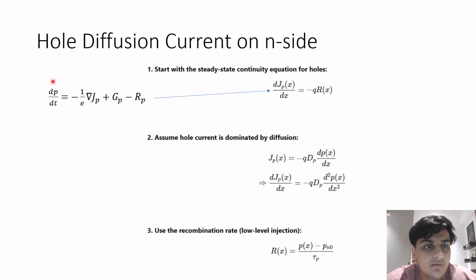Now, of course, your number of holes per unit time is not going to change once you have this quasi-equilibrium in your diode. So this term is zero. You don't have any process that leads to generation, which basically means that this leads to this equation where this is your gradient of the current, and this is your rate of recombination.